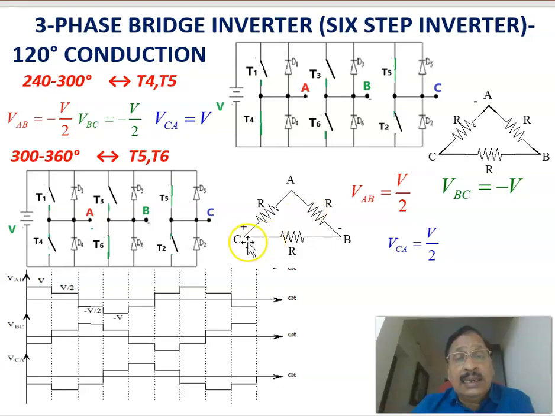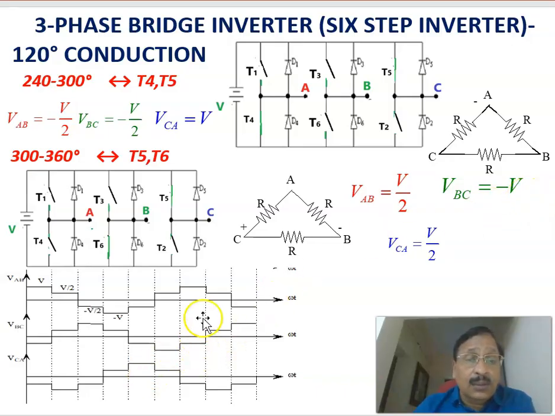Now let us see again the voltage between VBC is equal to minus V. It is actually the voltage of B with respect to C equal to minus V. VBC equal to minus V. And here VAB equal to V by 2, and VCA is again equal to V by 2. And the voltage of B with respect to C is equal to minus V.